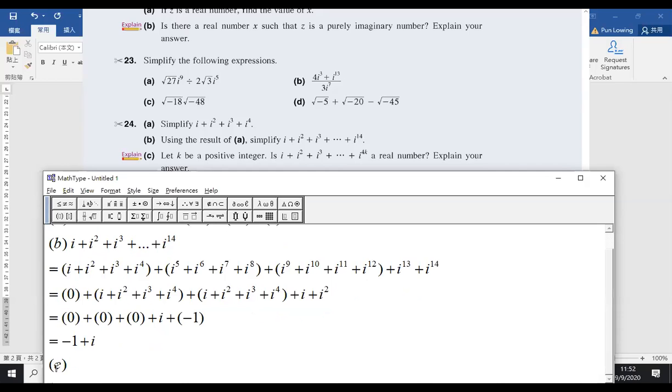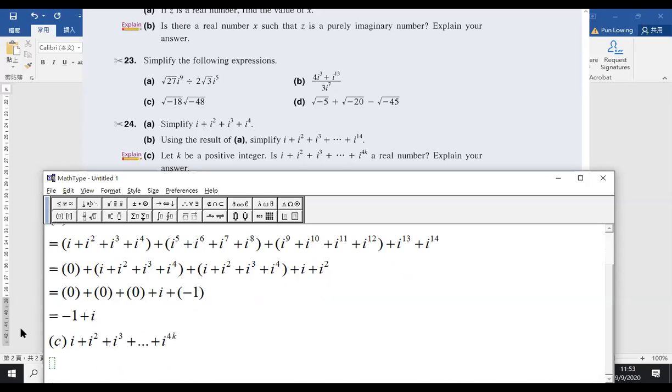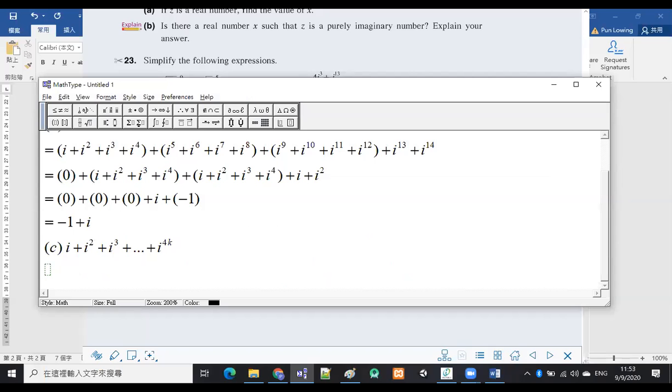And then for part C, i plus i squared plus i cubed plus up to i to the power 4k. I have talked about this before: because 4k is a multiple of 4, we may group the terms like this.